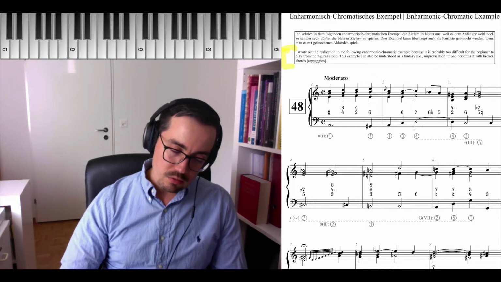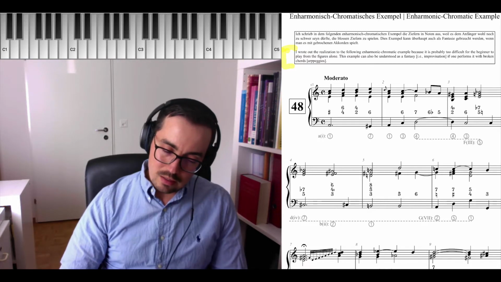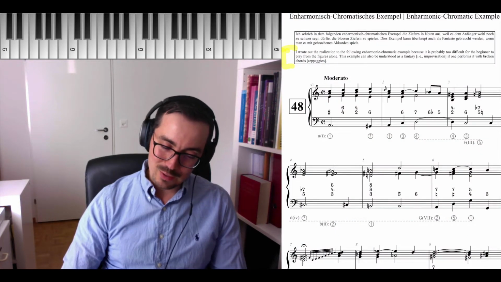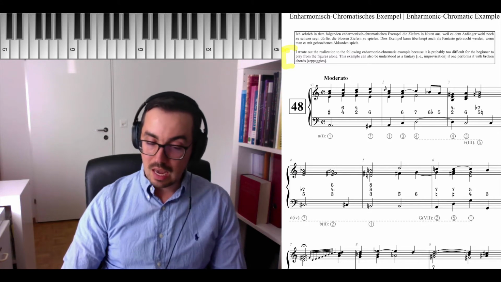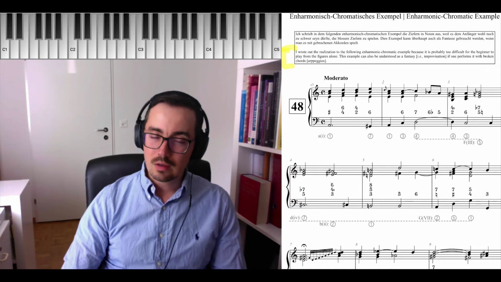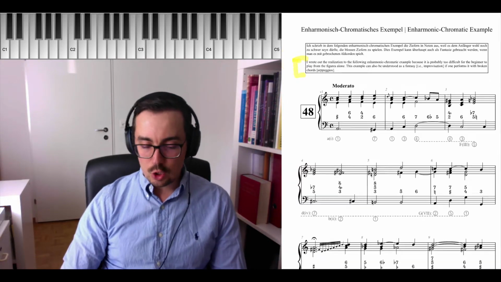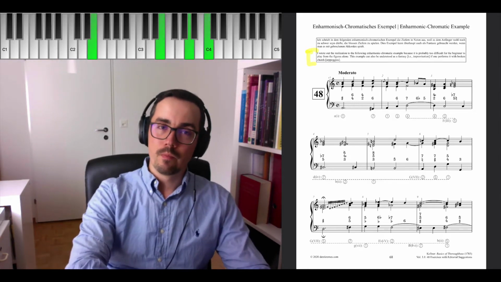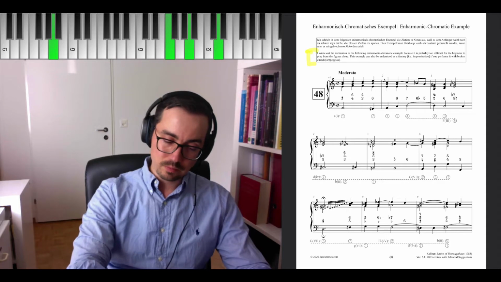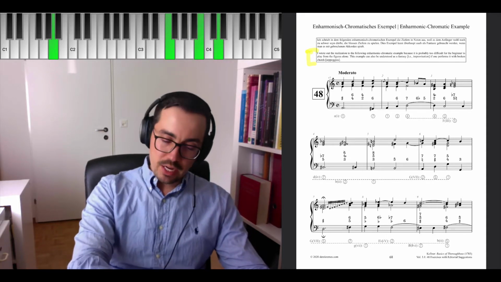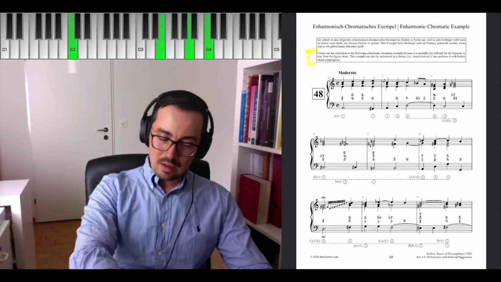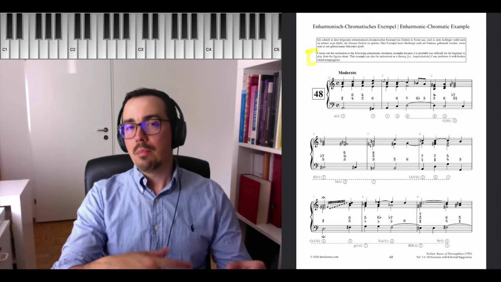Here's what Kellner wrote in the introduction to this example. "I wrote out the realization to the following enharmonic chromatic example because it is probably too difficult for the beginner to play from the figures alone. This example can also be understood as a fantasy, meaning an improvisation, if one performs it with broken chords or arpeggios." So that's very interesting. That means that you could take his example as it's written here, and you could add some notes. You could arpeggiate. And he says that this can serve as an example of an improvisation.